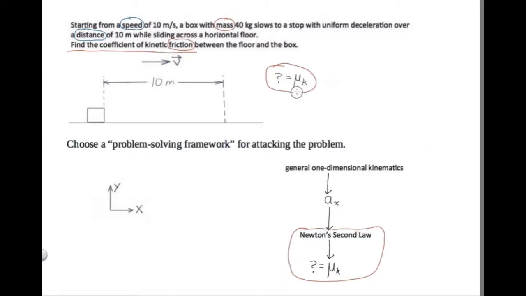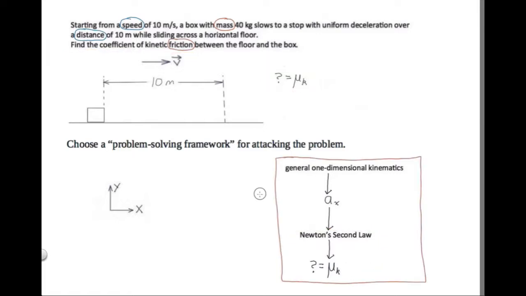The problem is asking us for mu sub k. Mu sub k is part of the equation for the magnitude of the kinetic friction force. And force is a concept that fits into the Newton's second law equations. So we expect to use the Newton's second law equations to determine mu sub k. So now we have a plan for attacking this problem. The plan is use general one-dimensional kinematics to determine a sub x. Then substitute our result for a sub x into the Newton's second law x equation. Then use the Newton's second law equations to determine mu sub k.